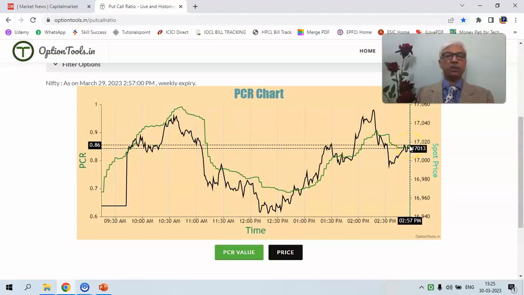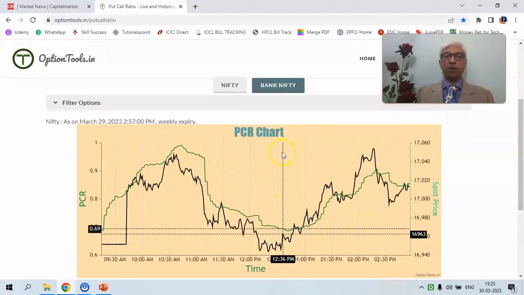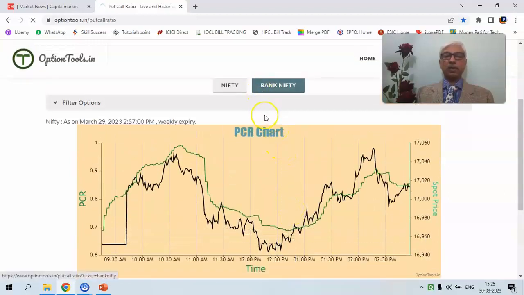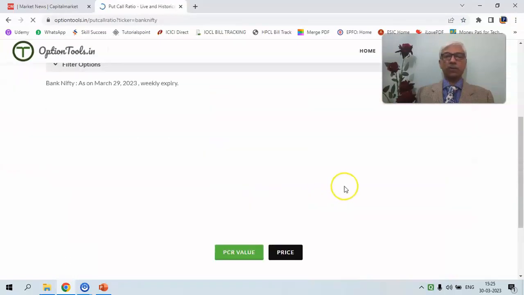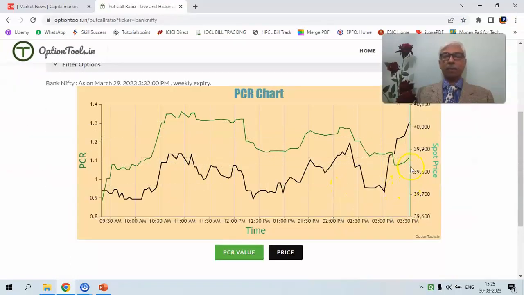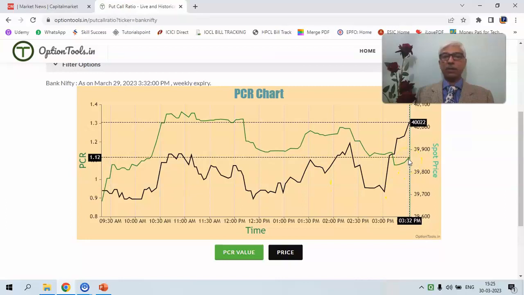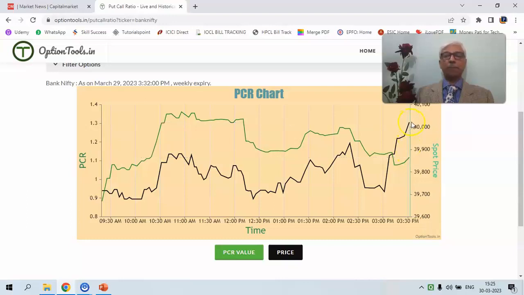I'm putting my cursor here. You see on the left hand side of the screen, at this moment, the PCR for the Nifty is 0.86 and the price is given here, 17013. All right. Now, if you want to see the Bank Nifty, then just click on this. Okay, now you have got it here for the Bank Nifty. At this particular moment, you see here on the left hand side, the PCR is 1.12 and the price of the Bank Nifty is 40022.